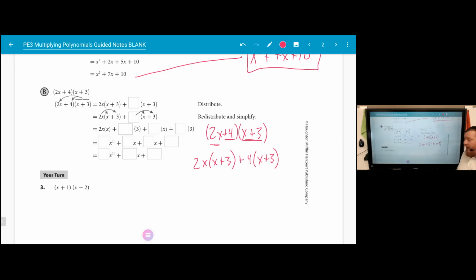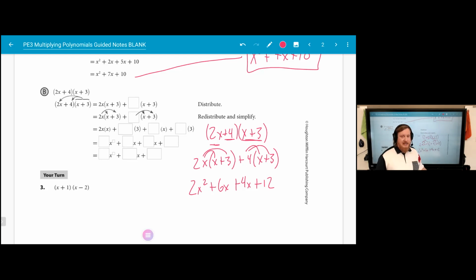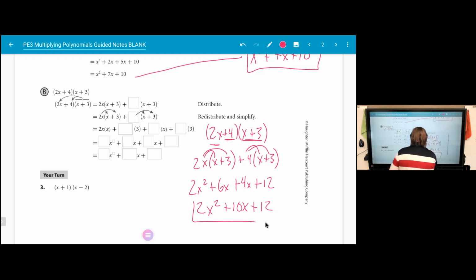Now, if I do that, I'll do some distribution in here. 2x times x is 2x squared. 2x times 3 plus 6x. 4 times x plus 4x. 4 times 3 plus 12. Once again, we've got one term with x squared, two terms with x's, and one constant. So I can combine the two x terms. I end up with 2x squared plus 10x plus 12. And that is how you simplify those.